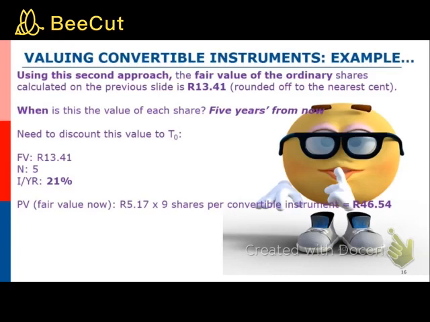And so, ladies and gentlemen, I use that as the discount rate, discounting it over 5 years, and it gives me a value of R5.17 times 9 shares gives me R46.54, that infamous same amount as the other approach gave me. Now, that, please remember, is only the value of the equity. I need to now bring in the value of the debt component in this hybrid or compound instrument.